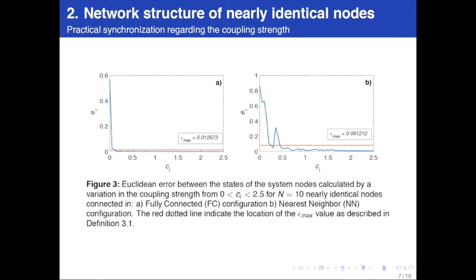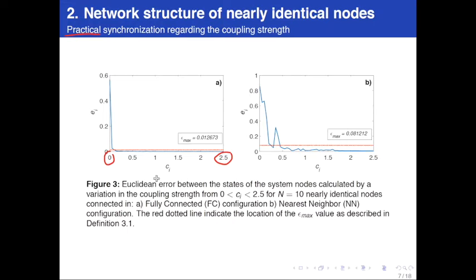Since the nodes are nearly identical, it will not be suitable to study identical synchronization among the network. Therefore, practical synchronization will be considered. In order to determine if two nodes are practically synchronized, the Euclidean distance among the nodes will be calculated. First, a study on the variation of different coupling strengths will be considered from a range between 0 to 2.5.